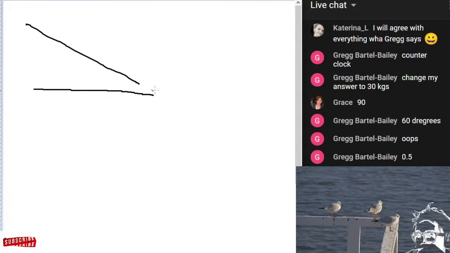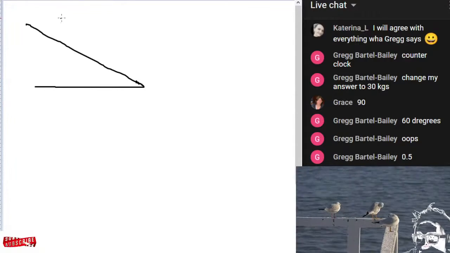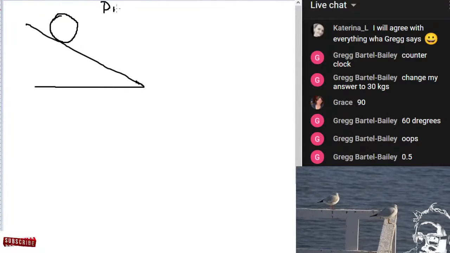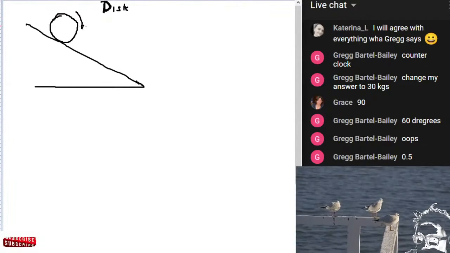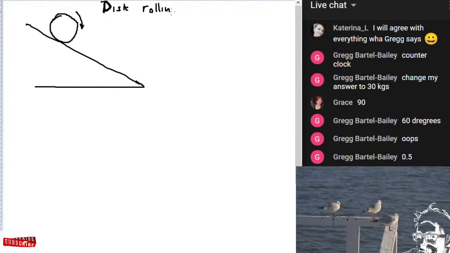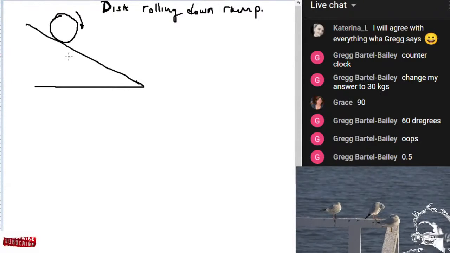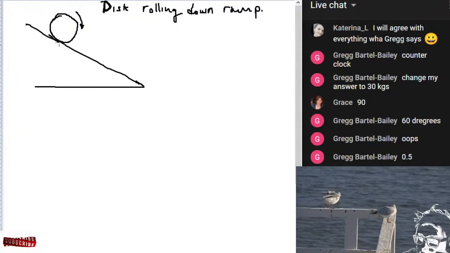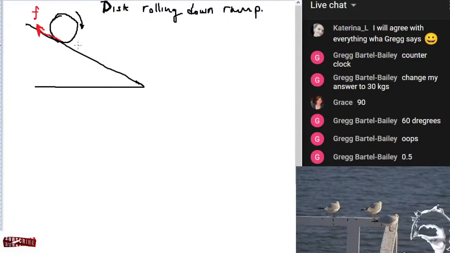So here we have a ramp, inclined plane, and you have a disc. This is a disc that's rolling down the ramp. Okay, there has to be friction here, and friction has to be applied at the point of contact, allowing it to roll. So friction's acting this way.